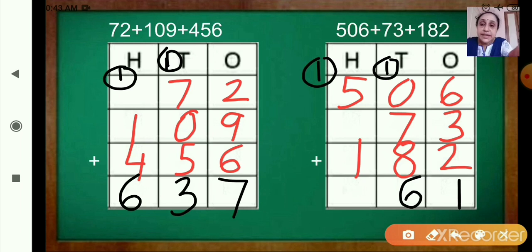Now in the hundreds place, we have to add these three numbers. 1 plus 5, 6. And 6 plus 1, 7. So you got the total 761. Got it? Very good. So you have learned how to put the carried over number to the next column, next place, and don't forget to add the carried numbers.